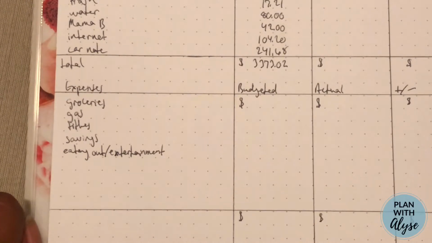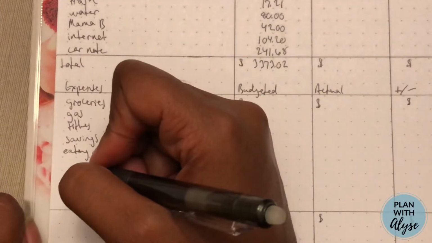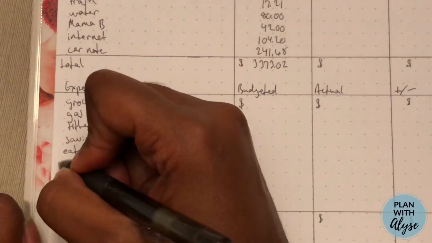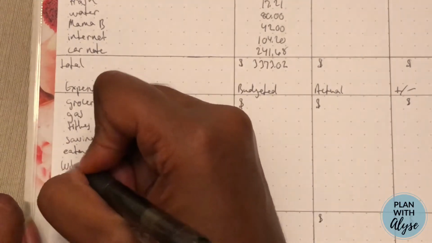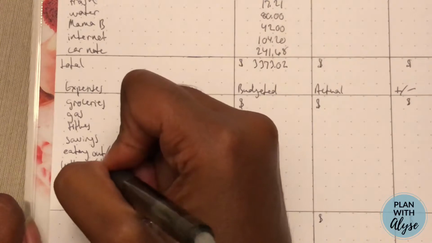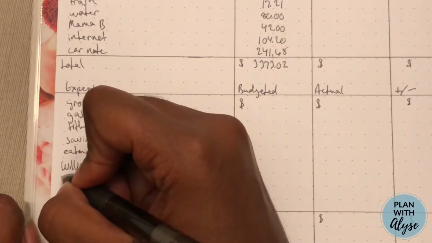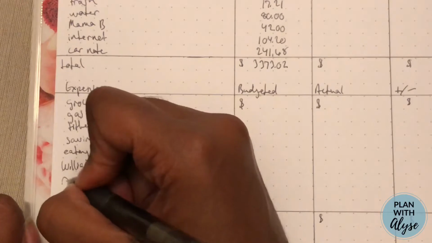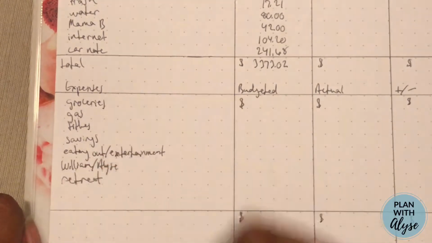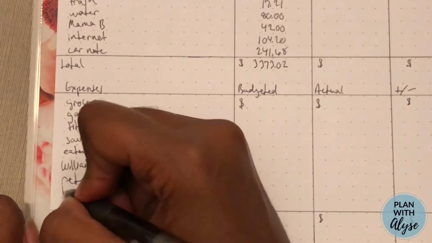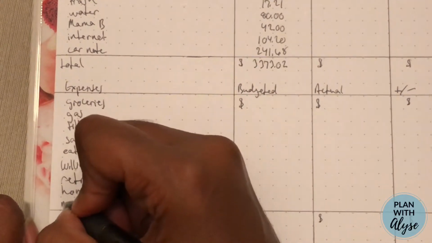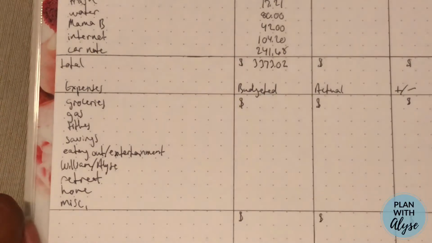What? I don't even have us on here. What was I doing? William, Alyse, retreat, home, and miscellaneous. Let me make sure I didn't leave anything off.